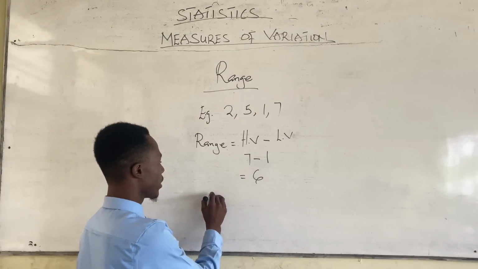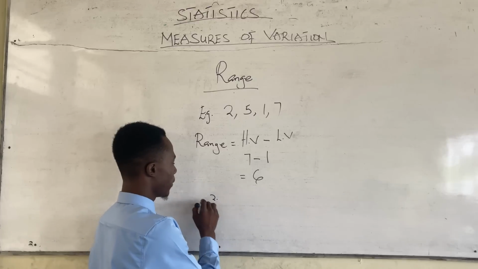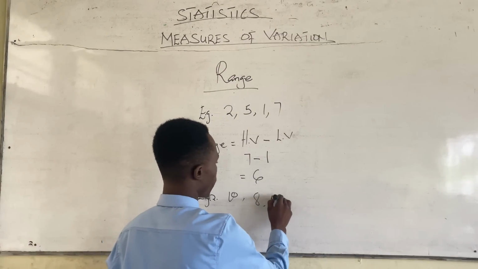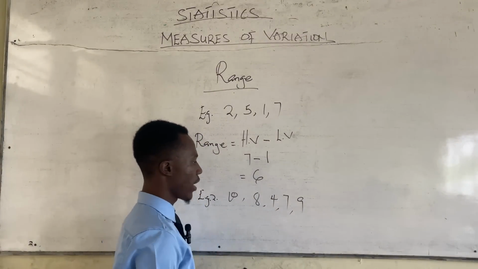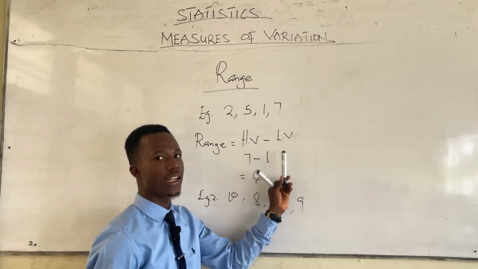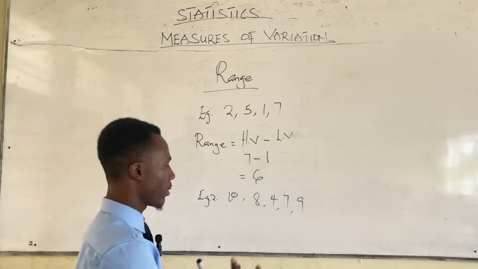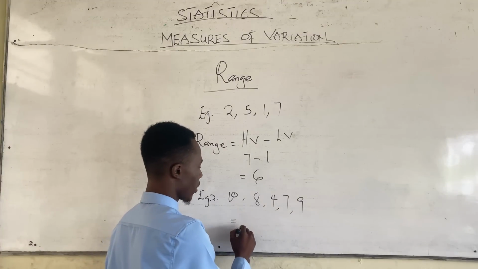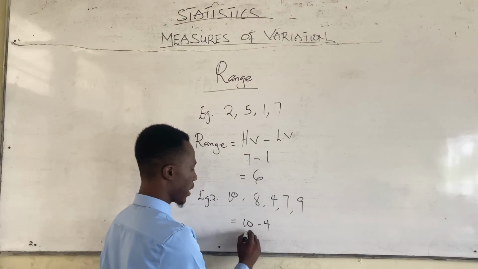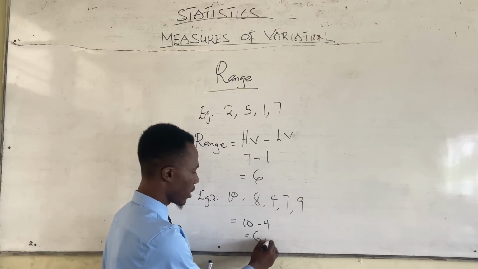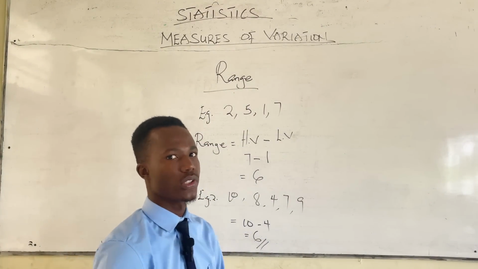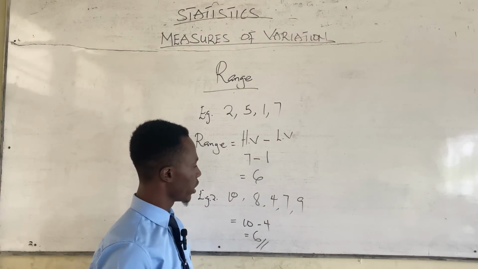Also, another example: if you have 10, 8, 4, 7, 9 and you are asked to calculate the range, as I said, you always need the highest and the lowest. You are trying to find the gap between them. So here the highest is 10, minus the lowest, which is 4. So 10 minus 4 is 6. So this is the range for an ungrouped data. For range, we are not going to talk about any grouped data. Okay, so this is range. We are done with it.